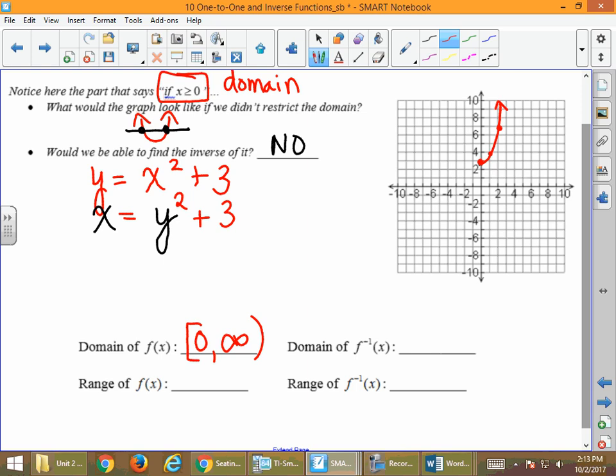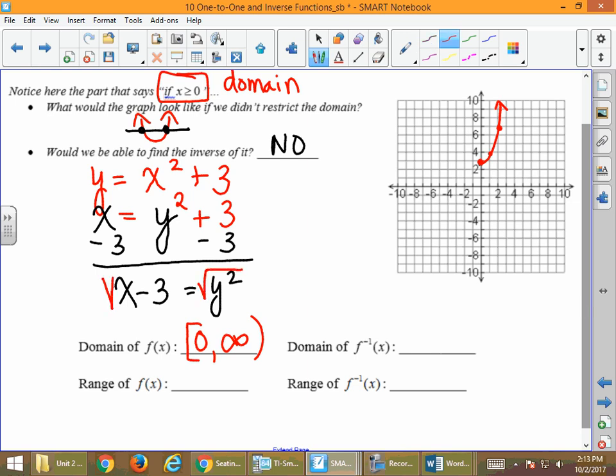Our third step is to solve for y. So we're going to subtract 3 from both sides. And we get x minus 3 equals y squared. To solve y squared so that we just have y, we're going to take the square root of both sides. So we end up with y equals the square root of x minus 3.